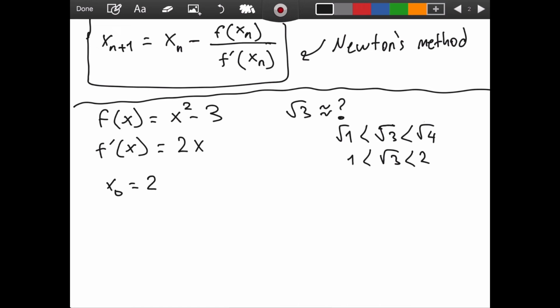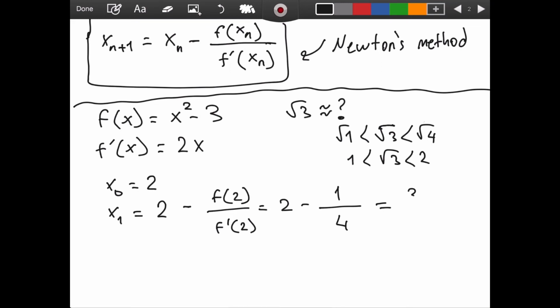Well, if our x0 is 2, we can find x1. What will x1 be? It will be, using the formula above, 2 minus f of 2 over the derivative evaluated at point 2. So we have 2 minus, what is f of 2? If you plug in 2 in the definition here, you get 2 squared, which is 4 minus 3, 1, divided by 2 times 2, 4. So this is equal to 7 divided by 4.